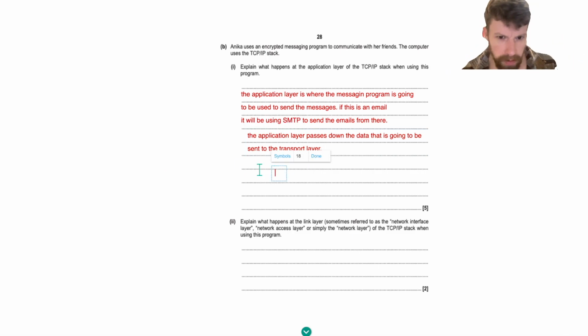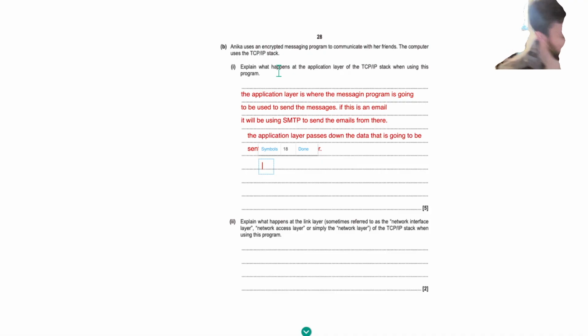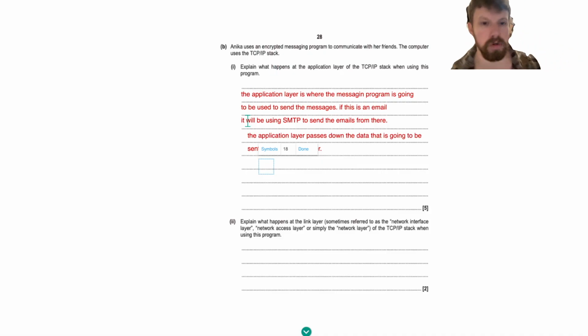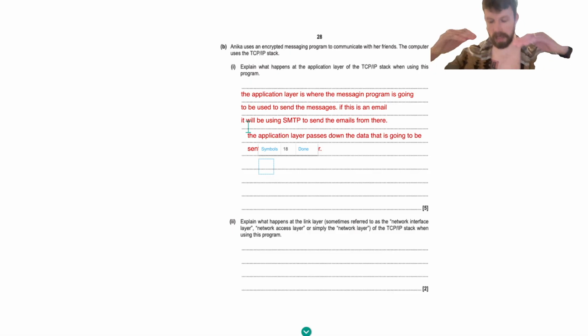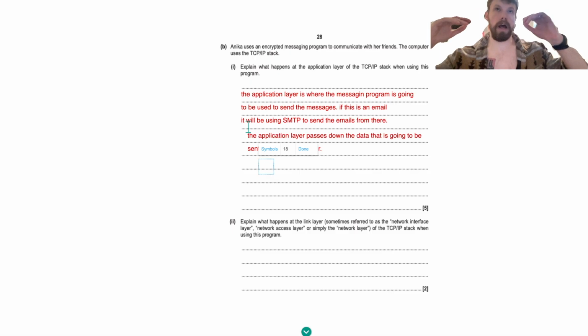So to get the final marks on this, what I'd be saying is, because it says this is just what happens in the application layer when using this program. So it's not actually like sending all the time. What it's going to be is it's going to be also receiving. So we can also get the marks as well. This is the thing that I always tell my students.